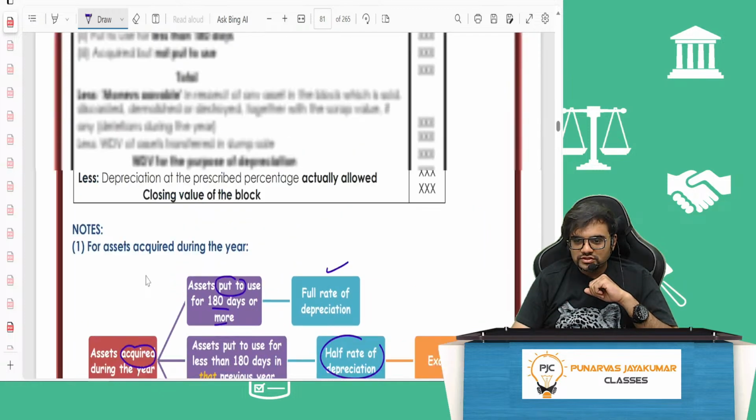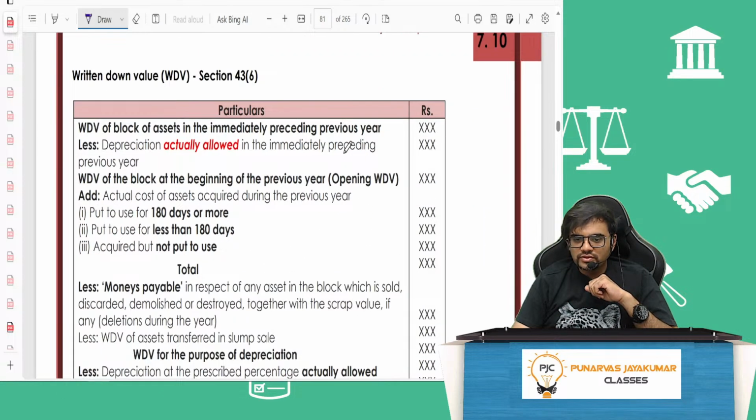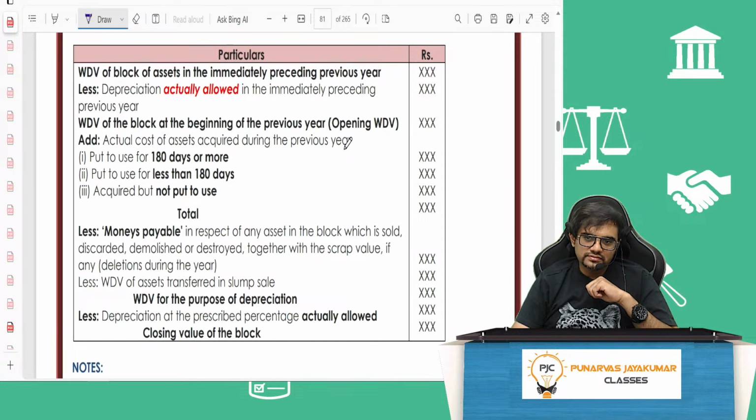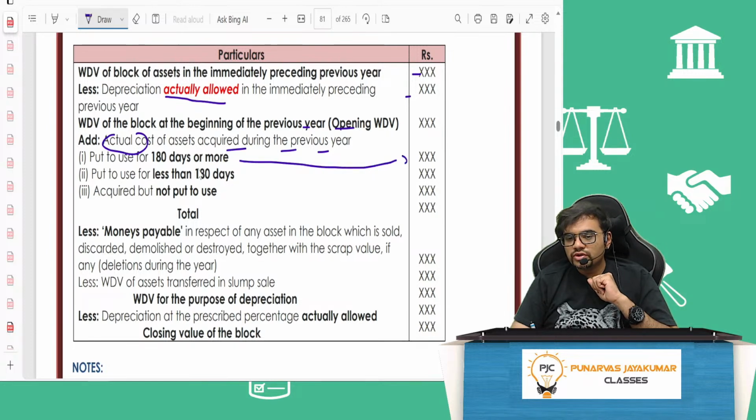So, if you see here, this is the full structure of WDV as per 43.6. So what I'll do? First, WDV of the assets in the immediately preceding previous year, less depreciation actually allowed in the immediately preceding previous year, will give me WDV at the beginning of the year, opening WDV. To opening WDV, what I'll do? Actual cost of the asset acquired during the previous year. Put to use for more than 180 days, I will write down. Put to use for less than 180 days, I will write down. Acquired but not put to use, I will write down. Why? Because on that there is no depreciation.